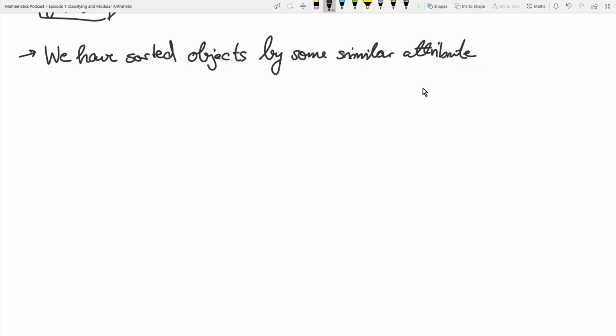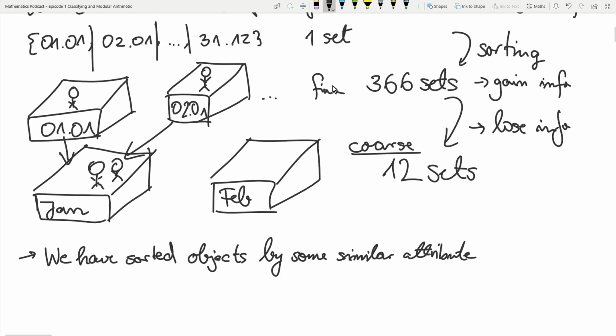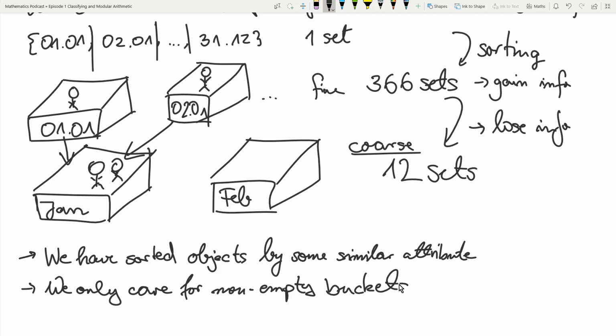Another interesting question we can ask is, do we need all this information? Do we need all 366 buckets up here? Maybe there's just nobody who's born on the 3rd of January, for example. That means we can drop the bucket. We don't care about the bucket, which means we only care for non-empty buckets.